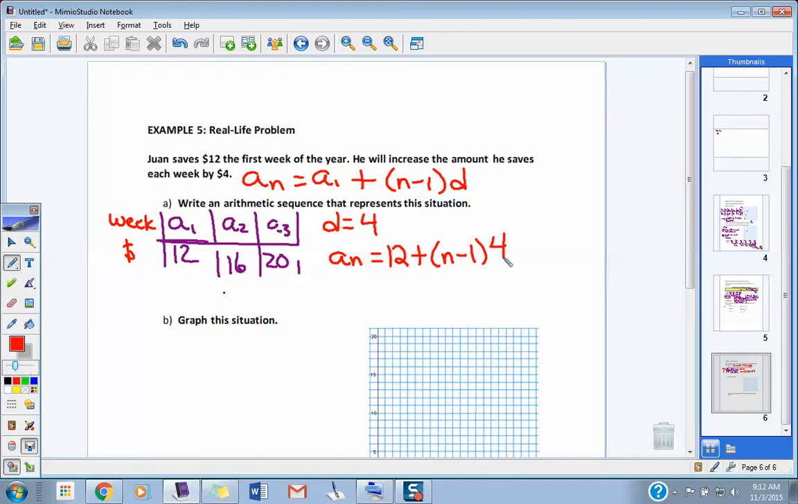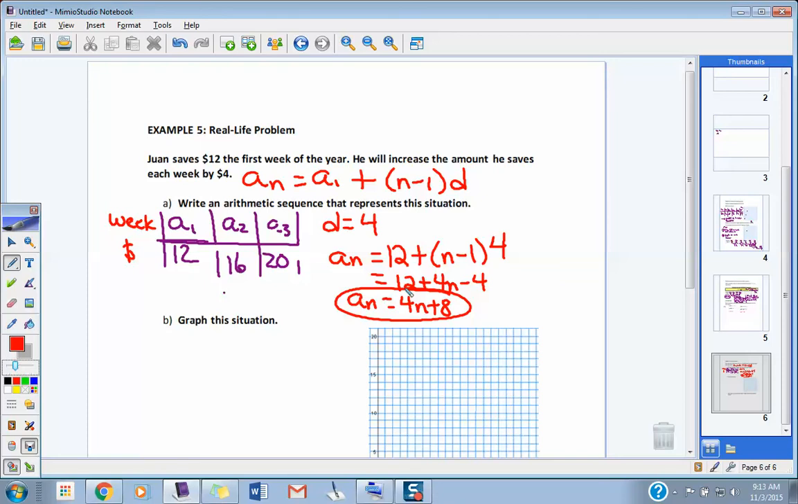Okay, help me distribute on the right there then. It'll equal 12 plus what? 4n minus. Okay, how about the 12 and the minus 4? What's that going to combine to? 8. So A of n equals 4n plus 8. Okay. A of n is going to equal 4n plus 8 there.